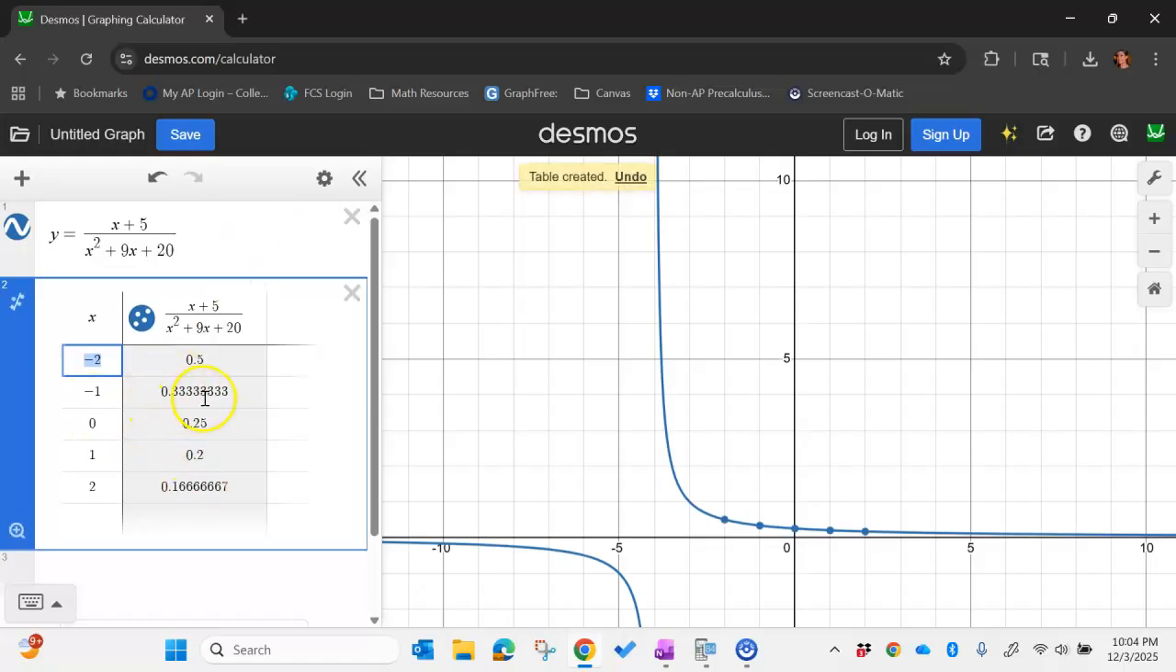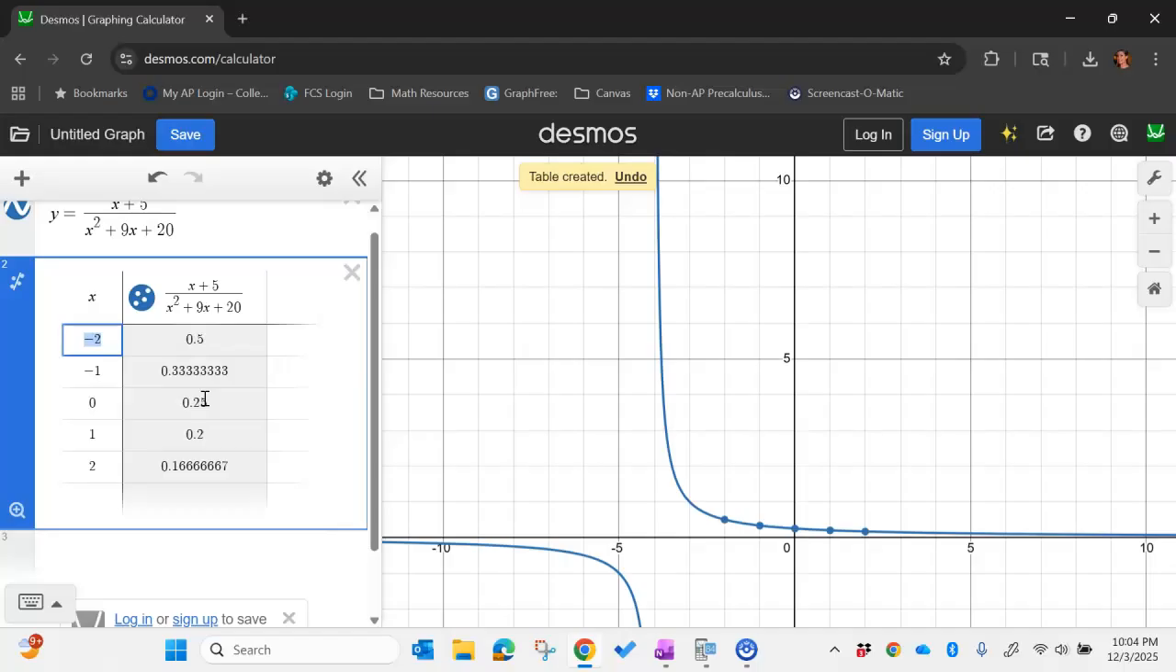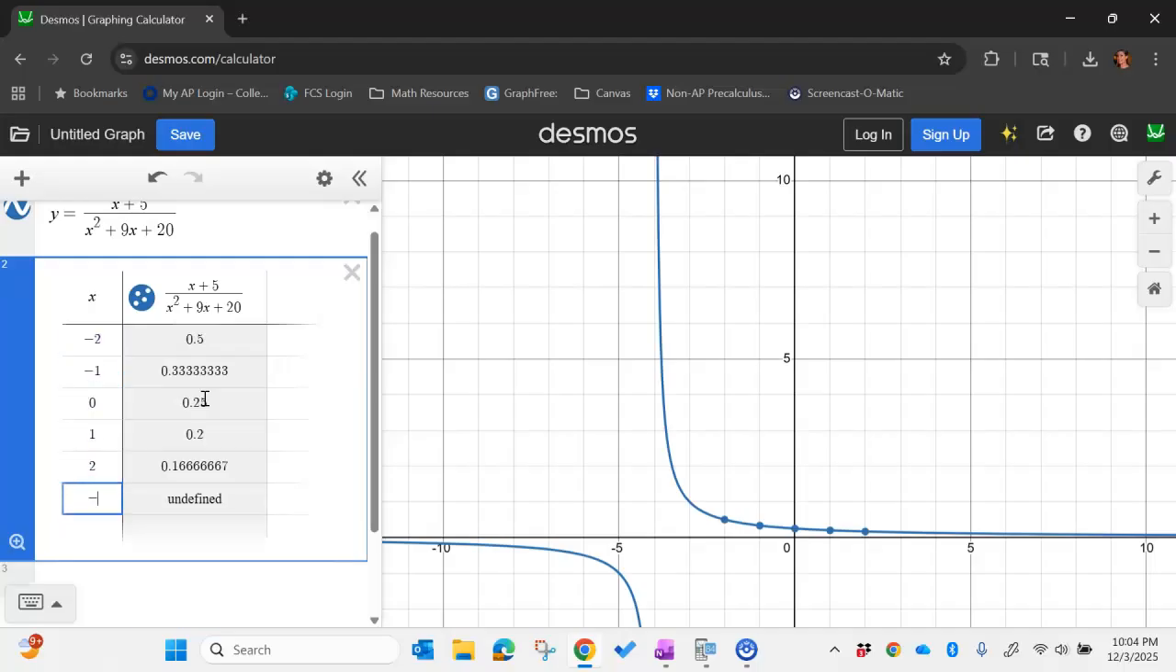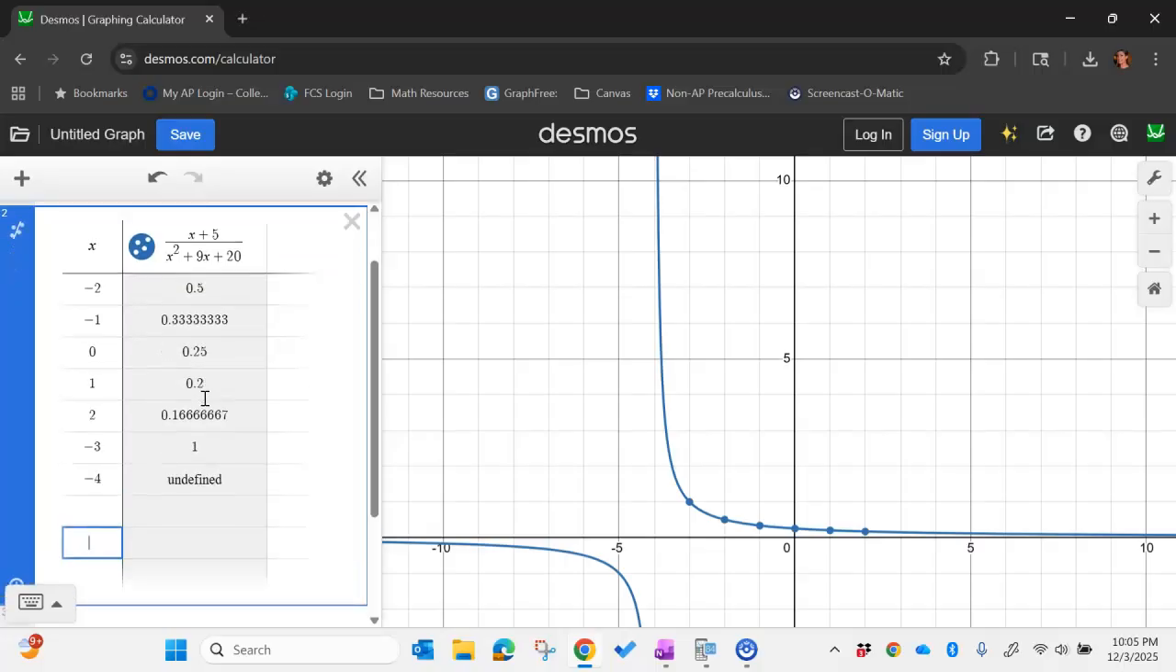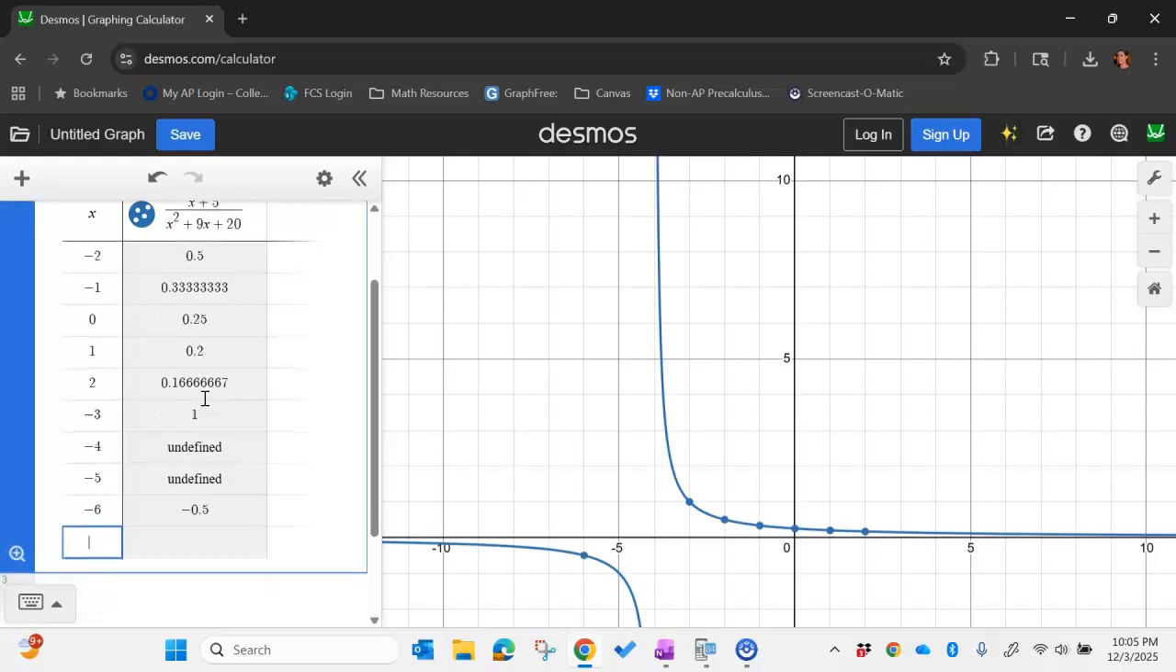Okay, so that's a lot of decimals. I don't really like that. It's not what I'm looking for. But it's okay. We'll go ahead and do -3. Oop, there's a whole number. -4, -5, -6. Notice that right there. -4, undefined. That was our vertical asymptote. -5, undefined. Isn't that where the hole is?